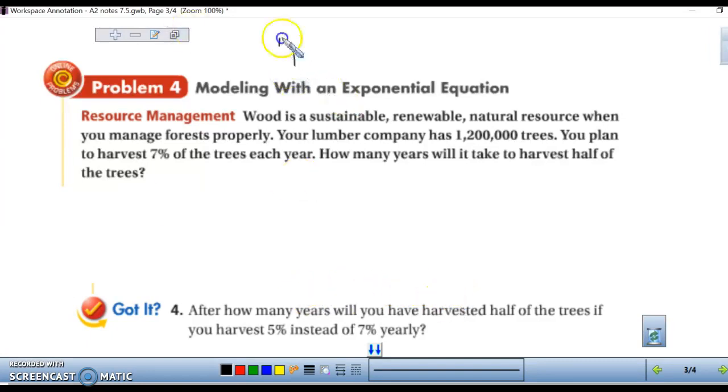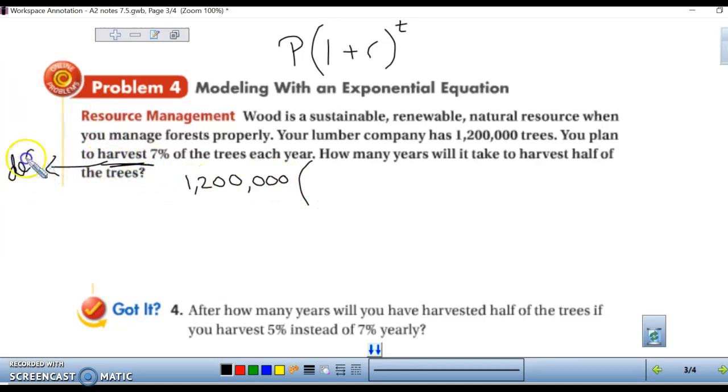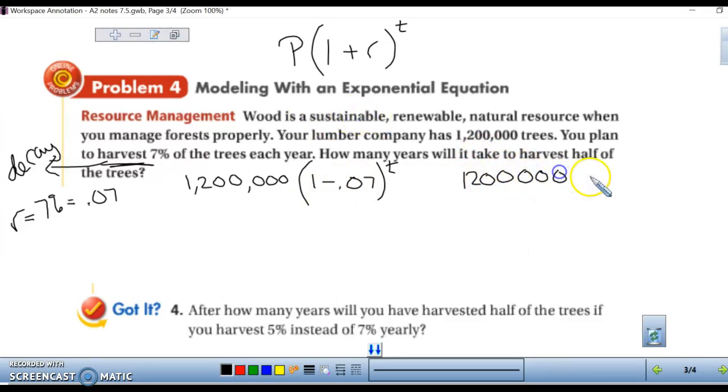So we're going to use that exponential equation, where it's P times 1 plus R to the T power. P is your starting amount, so we are starting with 1,200,000 trees. And we're actually harvesting, which means we're taking away, which means it's decay. So we're going to use 1 minus our R value, and R is 7%, as a decimal is 0.07. So plug in 0.07 for R. And we're going to leave T because that's what we need to solve for. So our equation is 1,200,000 times 0.93 to the T power.